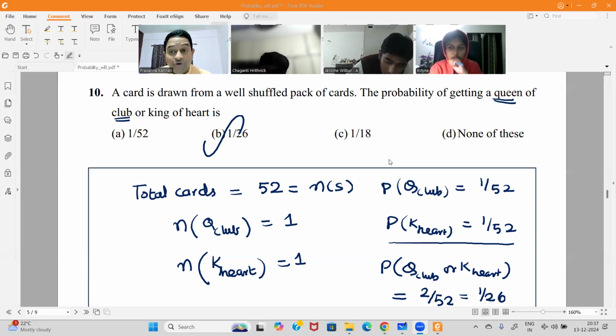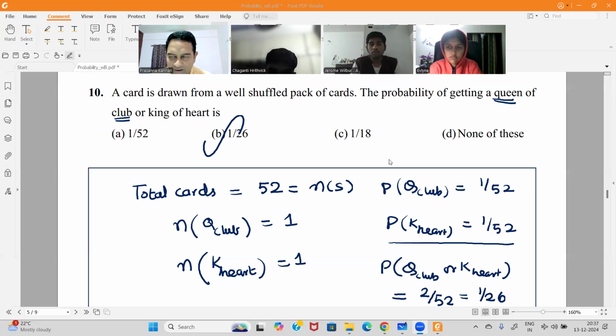52C4. No, no. We are not taking 4 cards. I'm asking you the probability of drawing a queen. 52C1. No, from 52 you are taking 4C1. 4C1 in the numerator. So it will be 4 by 52, right? Yes, sir. Correct, Evelyn? Is it clear?